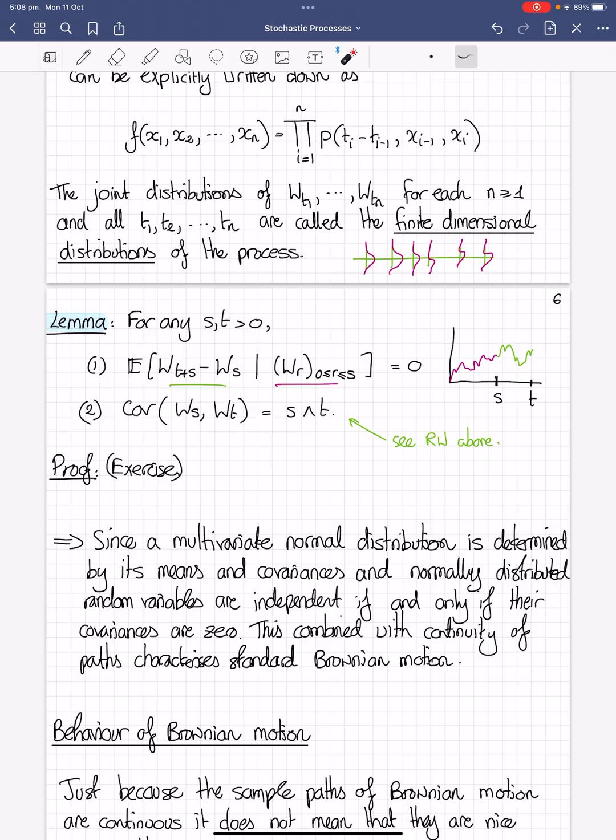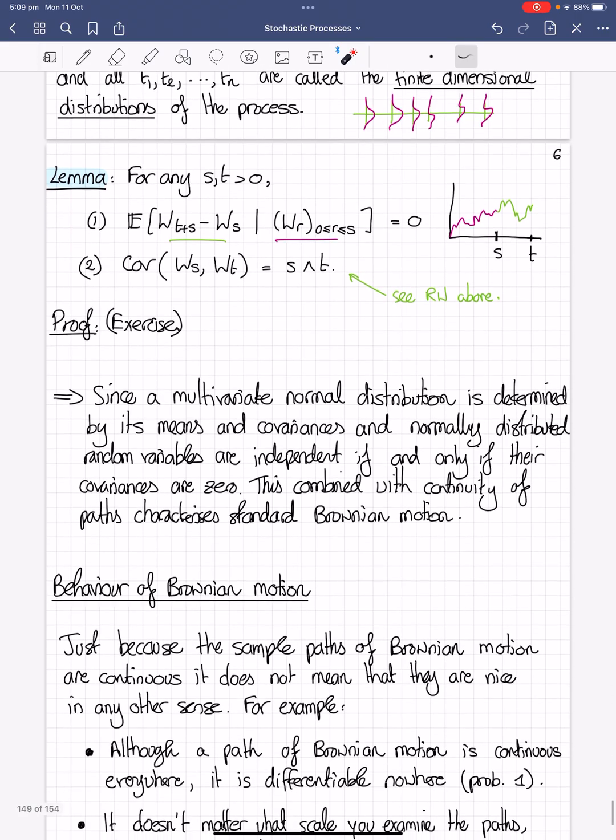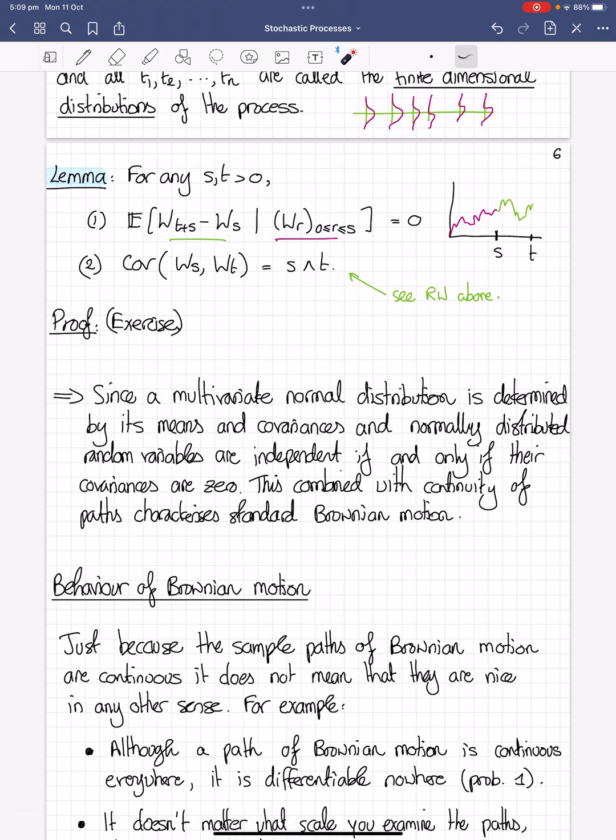In fact, if you relax any of those properties, for example, you decide that the distribution of the increments is no longer normal, it's some other distribution, then you pretty much lose continuity of paths, for example. Okay, so the Brownian motion is a very unique process in that it has continuous paths and these increment distributions being normal. Again, Brownian motion is a very special process.